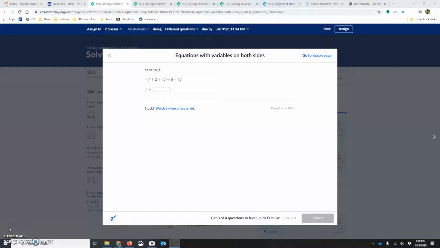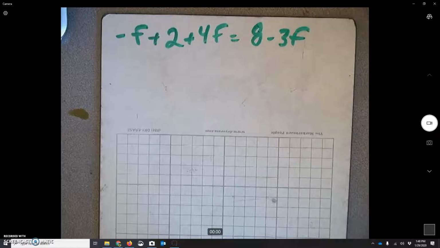All right, equations with variables on both sides. The question asks, solve for f. So we're going to figure out what f equals so that this equality is true. We have negative f plus 2 plus 4f equals 8 minus 3f. And here's where we'll type what f equals. I have it written down right here.